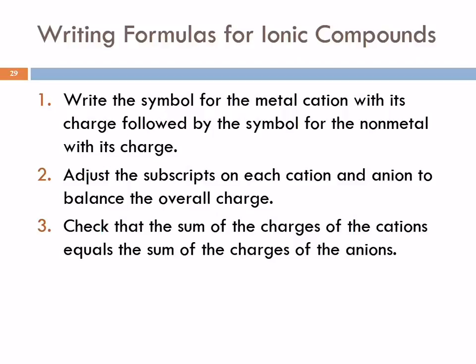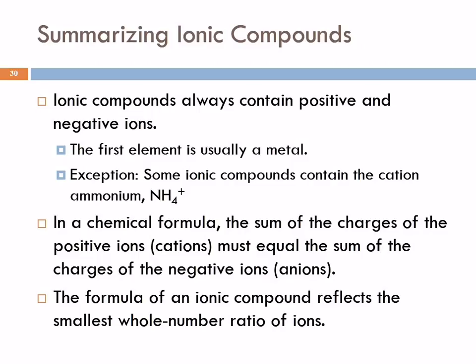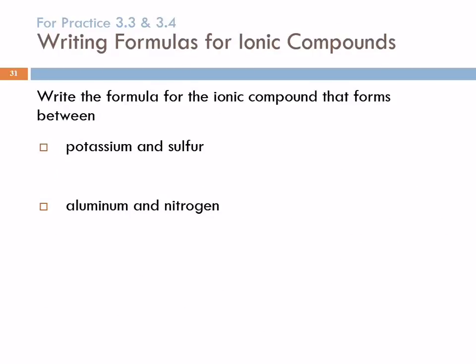Why is sodium chloride NaCl instead of NaCl2? Because the charges are +1 and -1, and the ratio that combines is 1:1. So after we have our symbols with their charges, we're going to put subscripts on each cation and anion to balance the overall charge. And then we're going to double check that we did it correctly and that the charges are going to add up to 0. We'll get to some practice ones there.